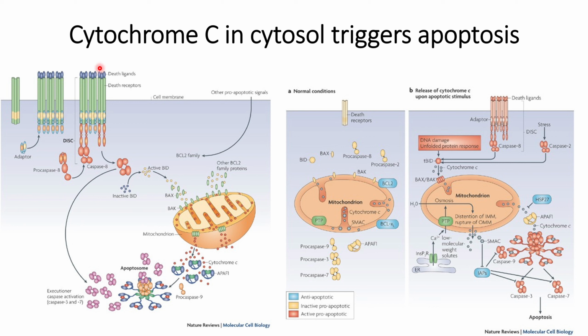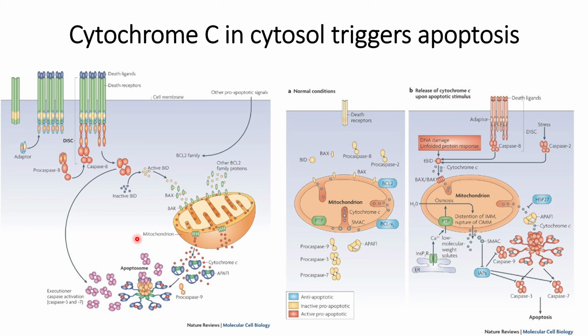In the case of the extrinsic pathway, the death ligands will bind to the death receptors that are present on the extracellular matrix, and that will trigger the downstream signaling pathways, where it will lead to the formation of pro-caspase 8 or caspase 8. And this pro-caspase 8 or caspase 8 can then interact with the cytochrome C that is shown here.